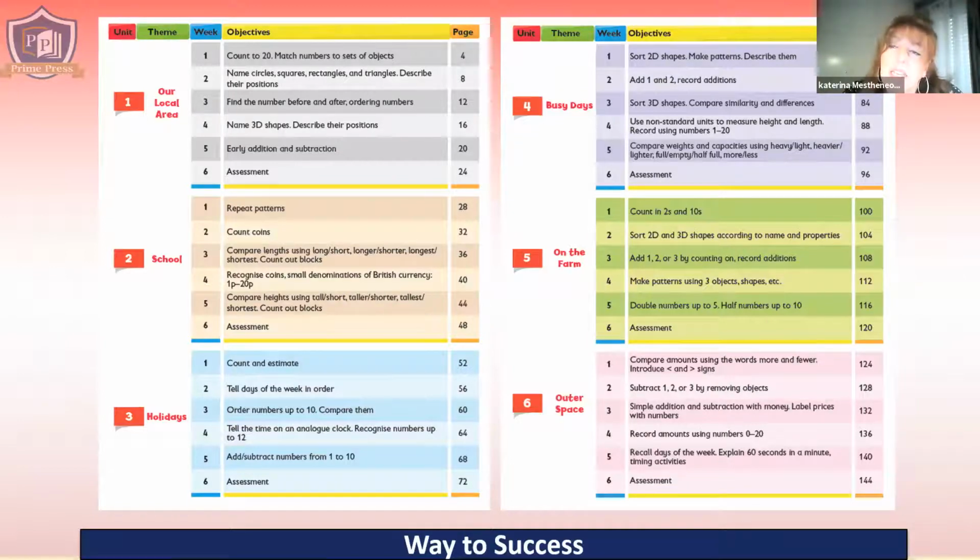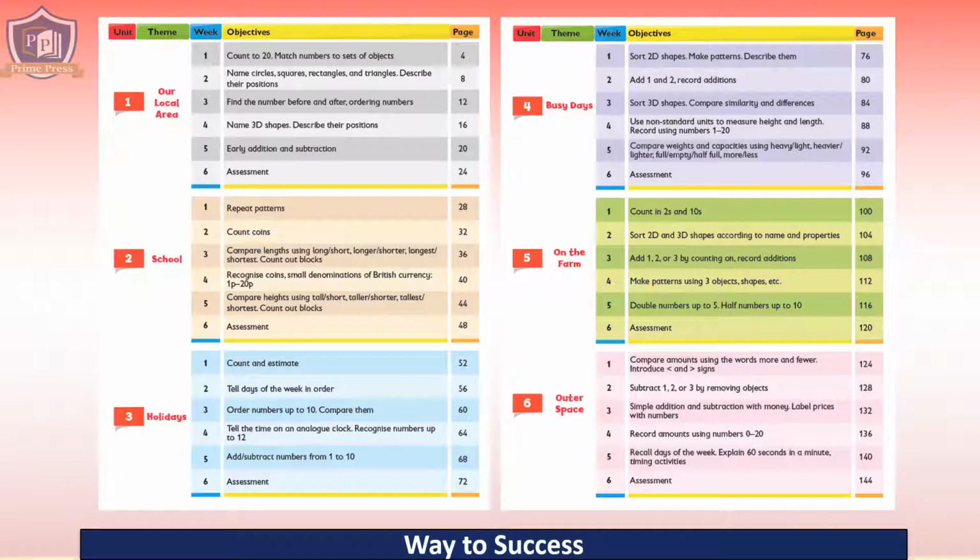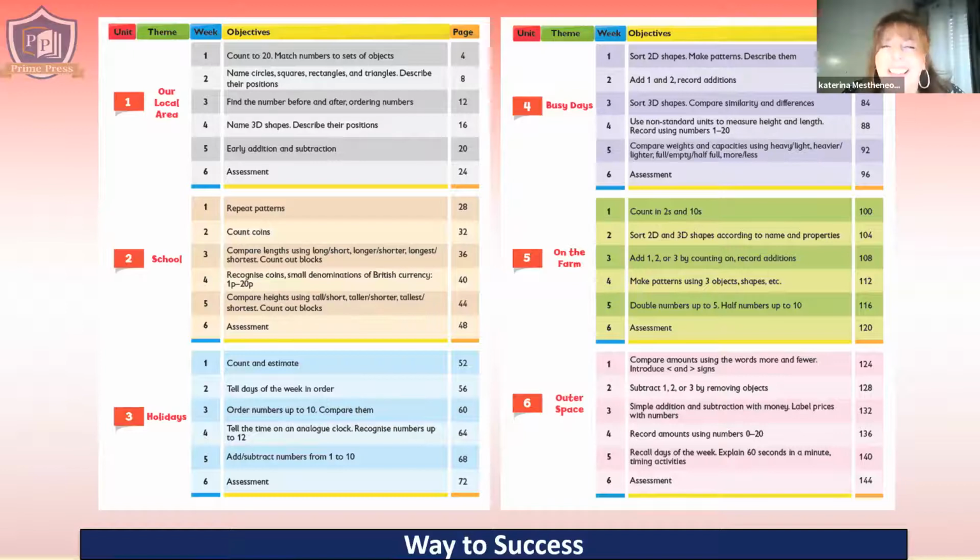And as the students go on through the course, they are learning more. So how to develop the oral language skills for your preschoolers? Sorry?